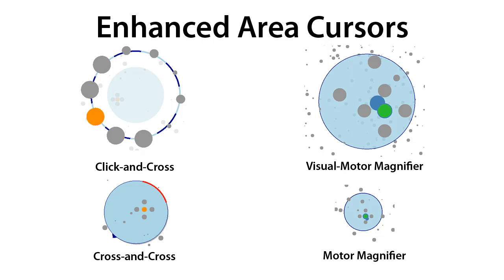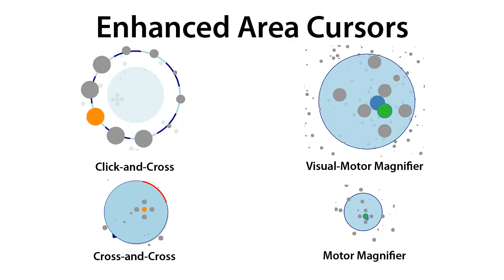The motor magnification cursor uses a mouse click to activate the area cursor, causing the pointer to appear. Here, the mouse gain or speed drops upon activation, and the user selects their intended target with a second click. To cancel an activated area cursor, the user clicks outside of it. The motor magnification cursor has all the same additional features as described for the Visual-Motor-Magnification cursor.